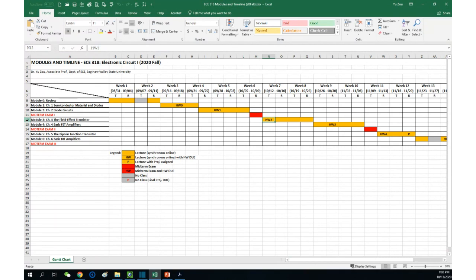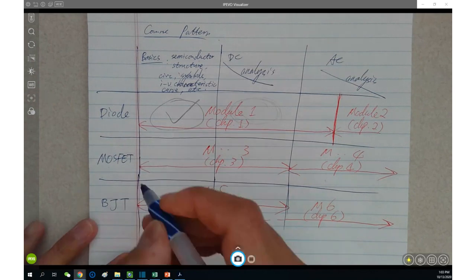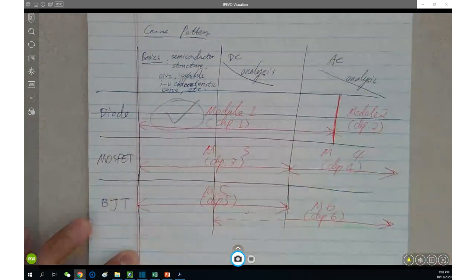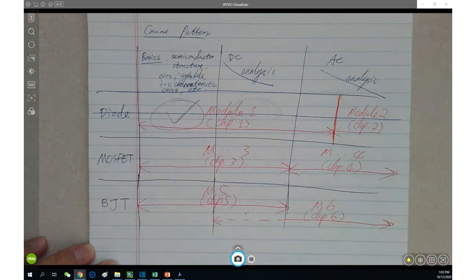So from today on, we start to study a new module, module 3. If you recall the course pattern, I call it the course pattern, and this table is very nicely organized, pretty much summarizing all of the knowledge we will learn from this course. So now we can say this entire row is done, which includes the basics of the diode, DC analysis of the diode, and AC analysis of the diode. The AC analysis, of course, includes the AC small signal and the AC large signal diode circuit analysis. This is the diode, the first row gone, assessed by midterm one as well.